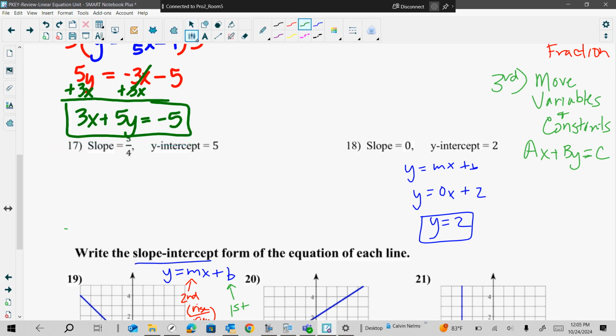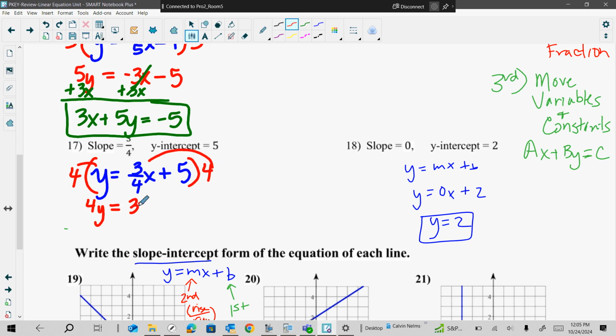All right, so if I do 17, put in slope-intercept form, that would be y equals 3/4 x plus 5. mx plus b. That's the first step. Now we need to clear the fraction. So how do I clear this fraction? Yep, multiply both sides by 4. So this is 4y equals 3x plus 20.